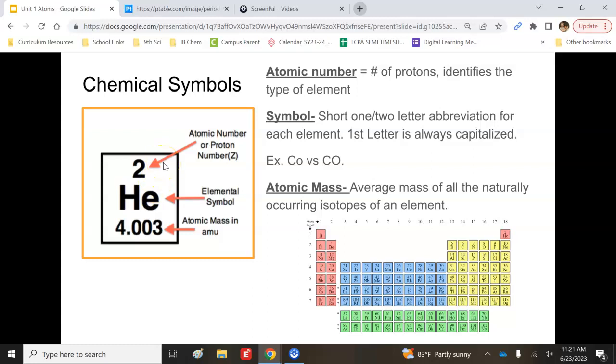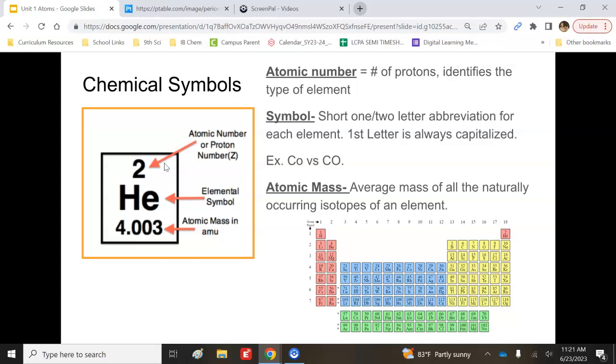The first letter is always capitalized. So here in helium, H is capitalized, E is not. This is one atom. The biggest example that I like to use is Co for cobalt and CO for carbon monoxide. So the first example, the C is capitalized, the O is not, and the second example, the C and the O are both capitalized.